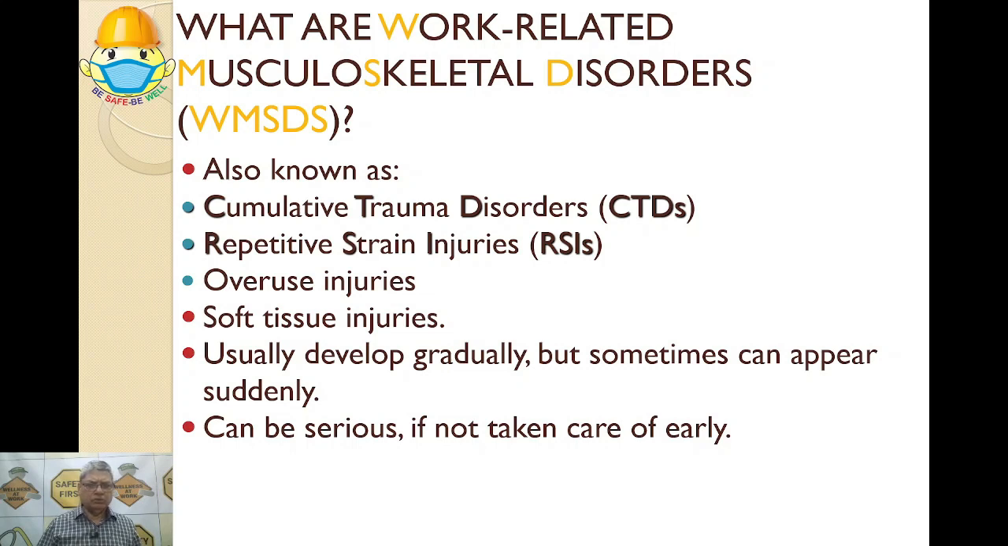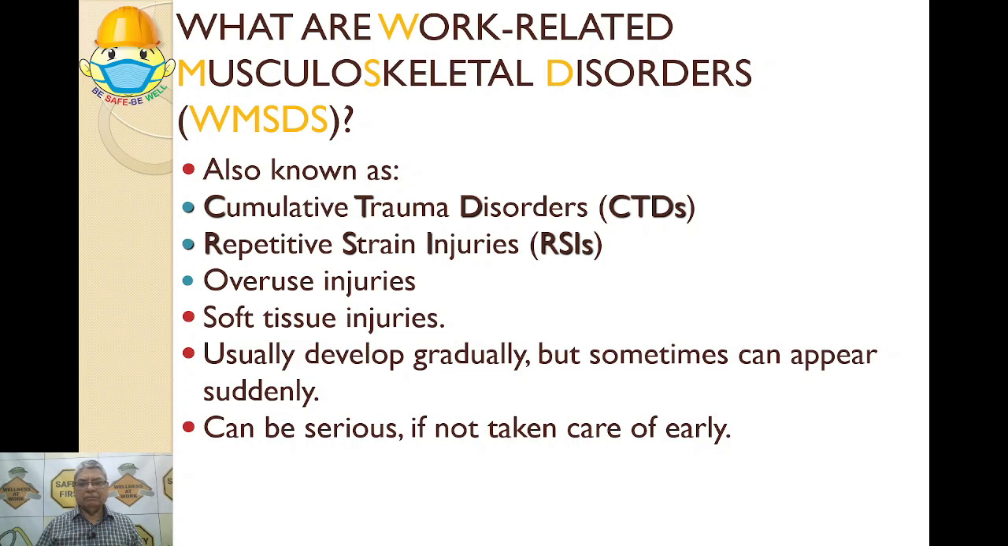There are soft tissues in our arms, in our legs, or even your waist. If they are repeatedly used, those tissues will be injured. These injuries usually develop gradually, but sometimes can appear suddenly. It is like smoking affecting your lungs over a longer period, a chronic problem. The same is the case if you are sitting in an awkward posture continuously. There may not be a problem in a day or two or in a week, but after say 15 days, 30 days, you will start feeling the problem.